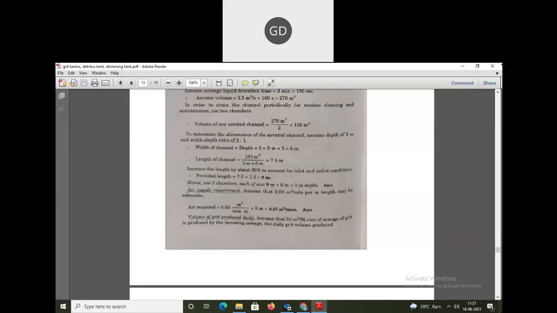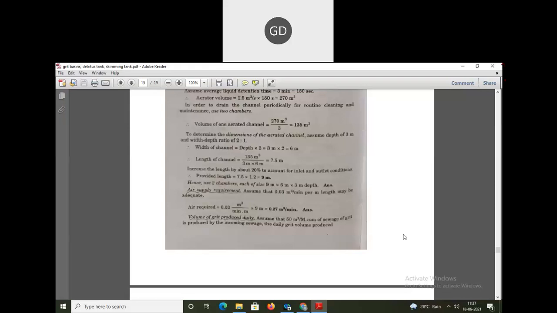Okay, so what is the air requirement that you are getting? It is 0.03 multiplied by whatever length is there. So for the whole length you are multiplying, you have to multiply with the whole length. So that is your 0.27 meter cube per minute. Okay, and also you have to find out the volume of the grit, whatever it is produced. So again we are assuming the amount of grit produced. It is your 50 meter cube per million cubic meter of sewage produced daily.